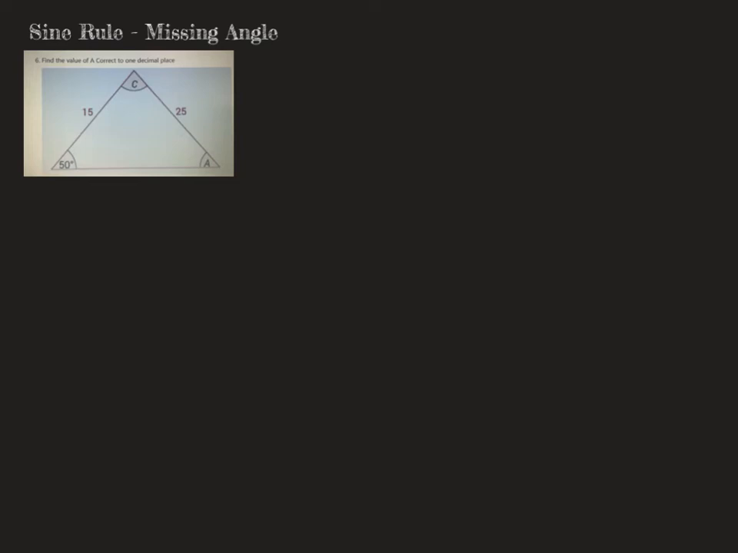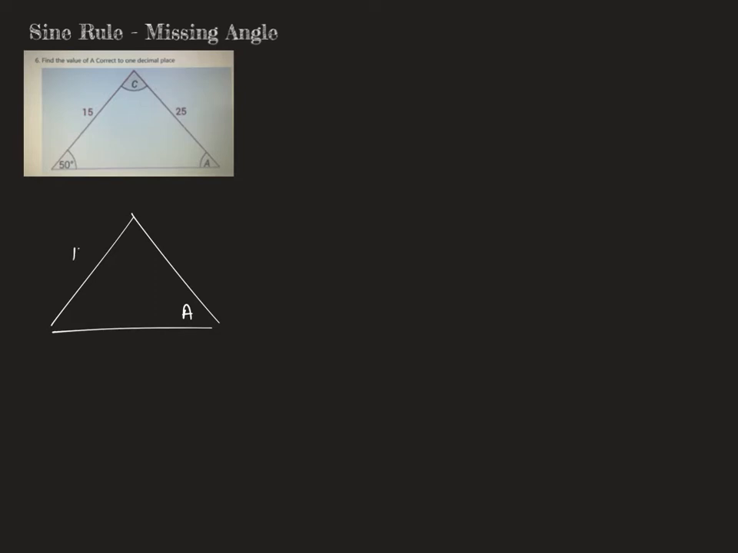Okay, so we'll start the first one there. So this is the sine rule finding a missing angle, and we'll just redraw that. When we're doing these questions, it's always good practice to draw them out, because it helps you to visualize what you're looking for and what you need to do. In this case, it's asked you to find the value of A, which is going to be here.